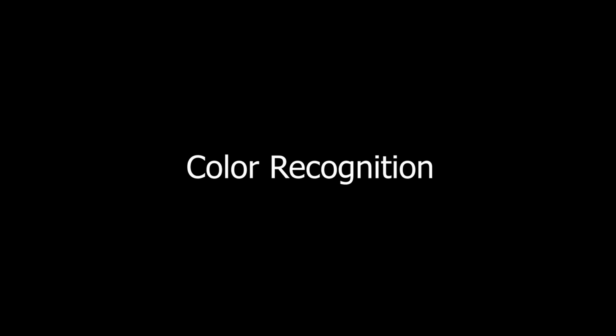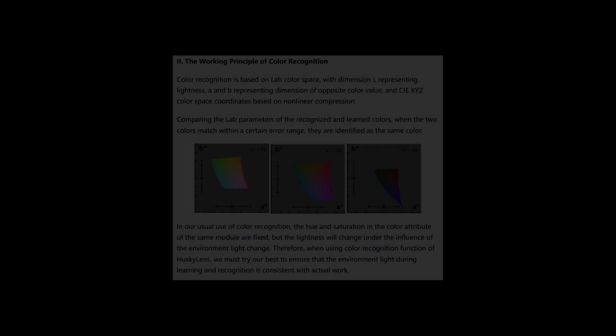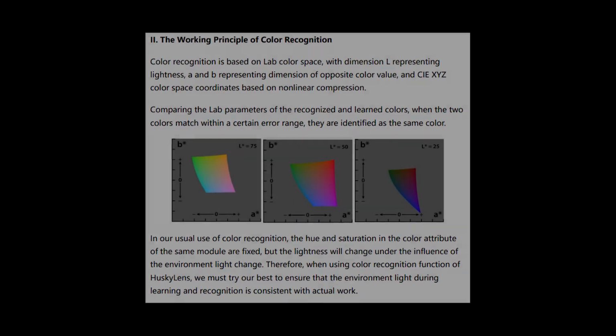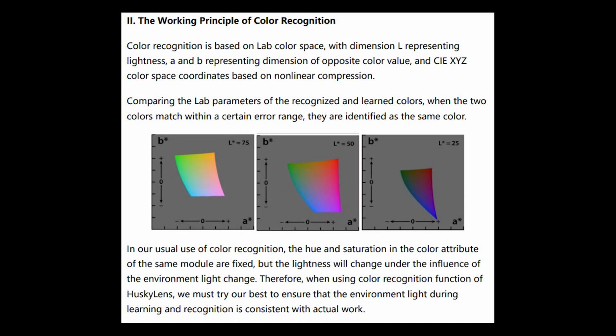In this segment, let us focus on the first function, color recognition. Color recognition is based on the LAB color space, with dimension L representing lightness, A and B representing dimensions of opposite color values, and CIE XYZ color space coordinates based on nonlinear compression. Comparing the LAB parameters of the recognized and learned colors, when the colors match within a certain error range, they are identified as the same color.